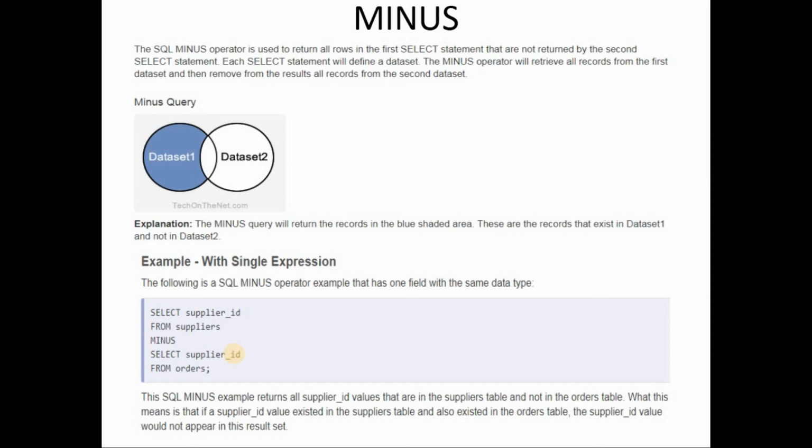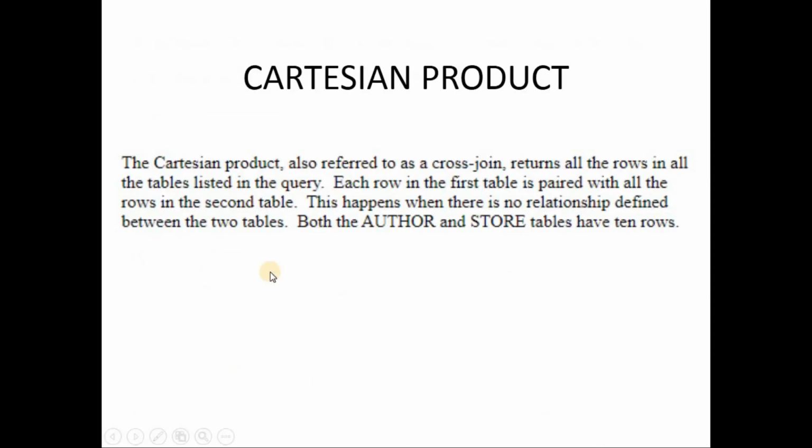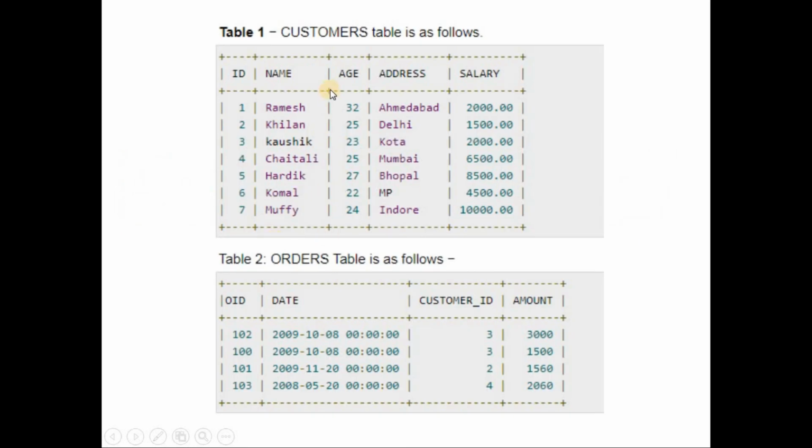So go for the next one. What is next? Cartesian product. The Cartesian product, also referred to as a cross join, returns all the rows in all the tables listed in the query. Each row in the first table is paired with all the rows in the second table. This happens when there is no relationship defined between the two tables. So let's go directly to the example.